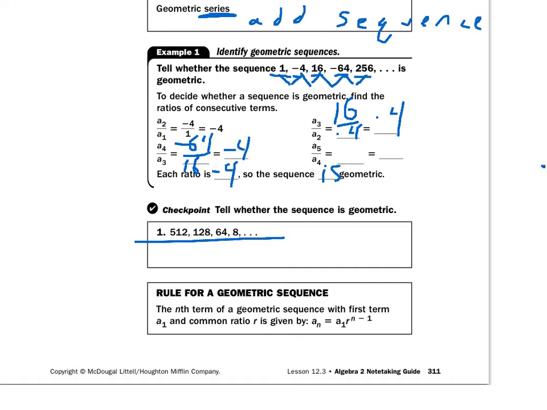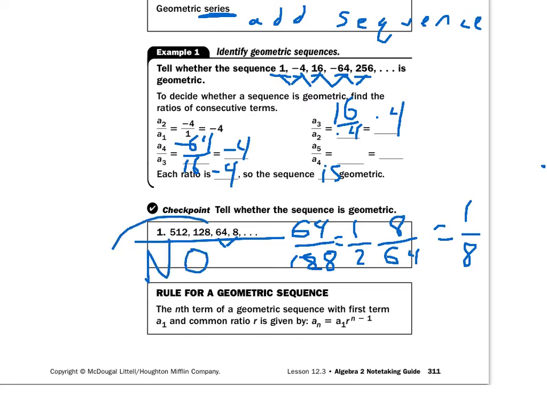All right. Looks like it's getting smaller, so it's probably multiplied by a fraction every time. I'm going to start all the way to the right and say, okay, 64 times what is 8? Or 8 divided by 64, that equals 1/8. Okay. How about 64 divided by 128? Oh no, that's 1/2. So we get another no.